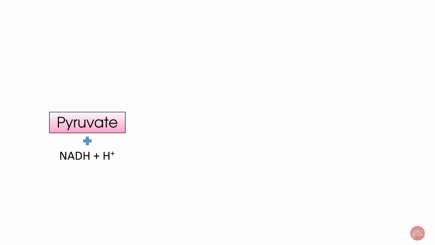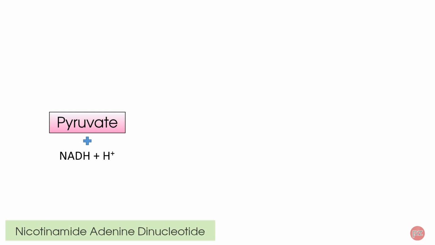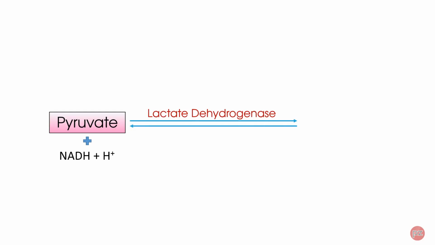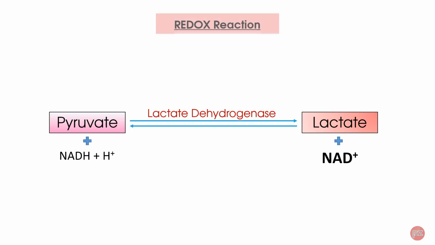So pyruvate with the reduced form of something called nicotinamide adenine dinucleotide, which is the NAD, and the H on the end just means that it's the reduced form of that molecule, with a hydrogen, is catalyzed by the enzyme lactate dehydrogenase. And the job of this enzyme is to take the hydride group from one molecule and put it onto another. So this reaction by which pyruvate is converted to lactate is called a redox reaction.